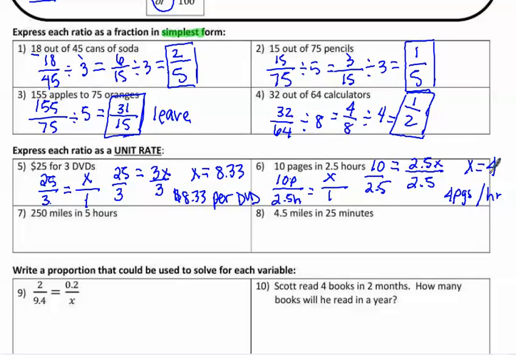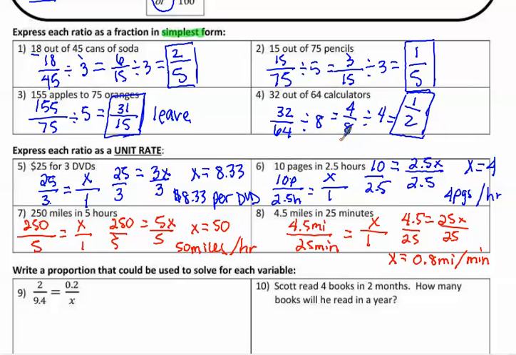Pause the video and try 7 and 8. Check your answers with the ones written below.